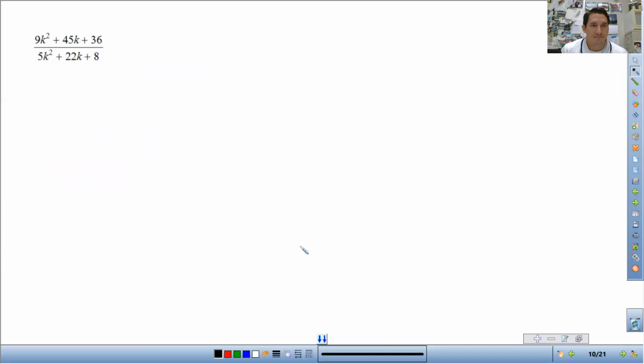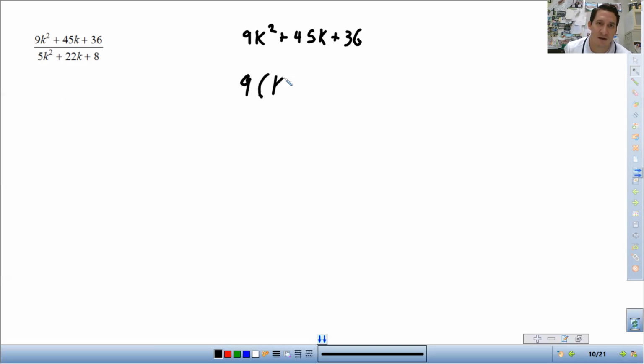Another example. I'm looking at this, and it's going to have a couple layers of factoring, at least on the top. So I'm going to write this over to the side. 9k squared plus 45k plus 36. Those are big numbers, but if you look, 9, 45, and 36 are all multiples of 9. So I can take out a 9. I get k squared plus 5k plus 4.